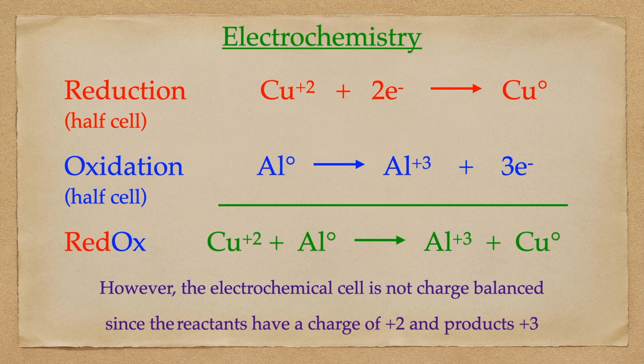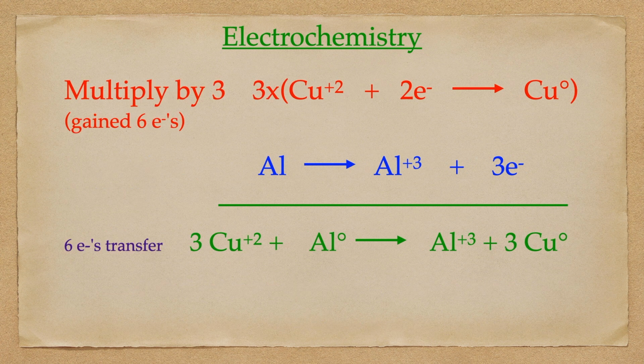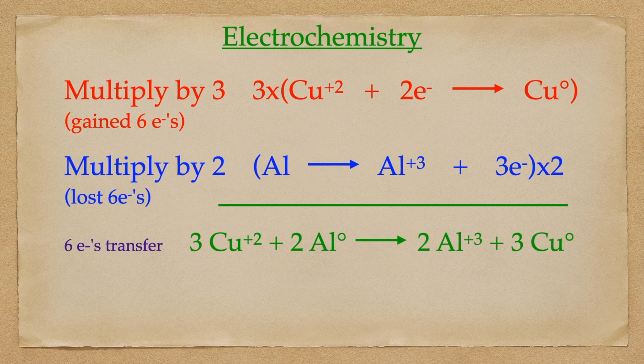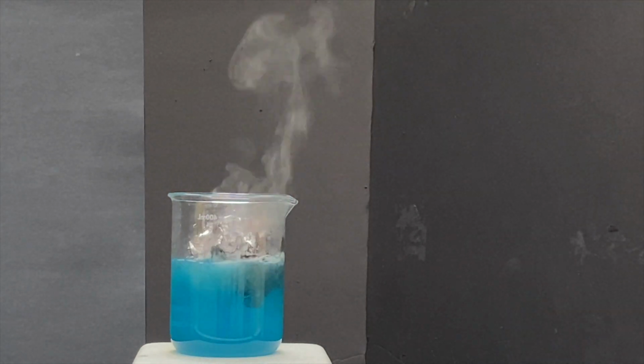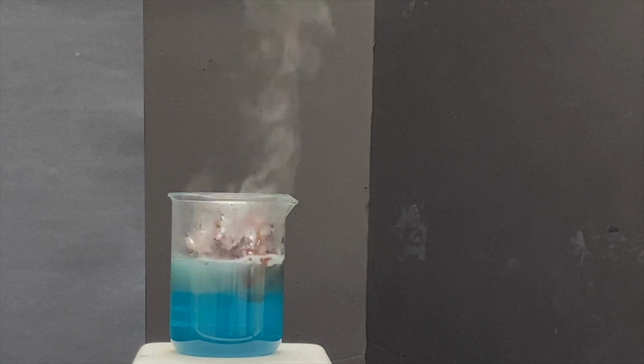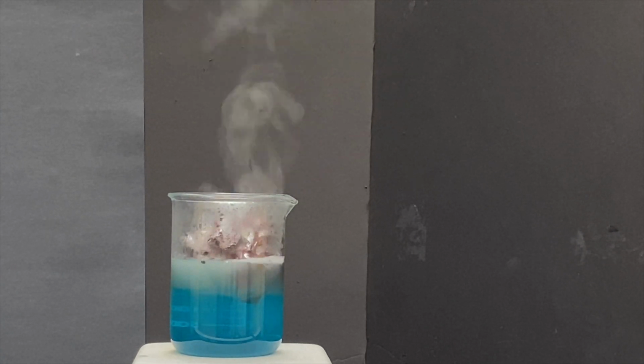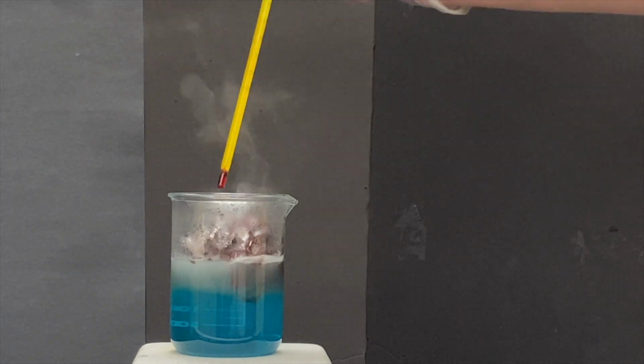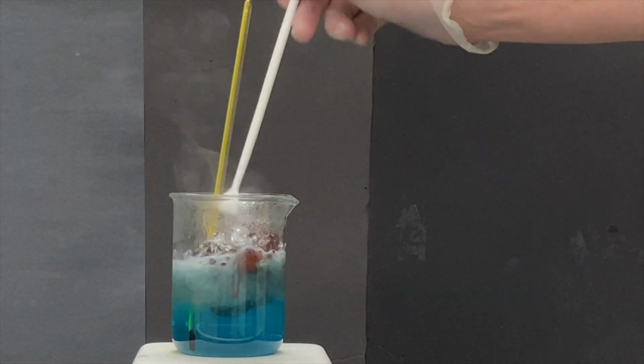So in order to make these charges balance, I must multiply the reduction half cell, the copper half cell, by 3, and multiply the oxidation half cell, the aluminum half cell, by 2. This gives me a total of 6 electrons being transferred from the aluminum to the copper ions to form copper metal and aluminum ions. As you can see, this reaction is quite vigorous, and the evidence is very clear.